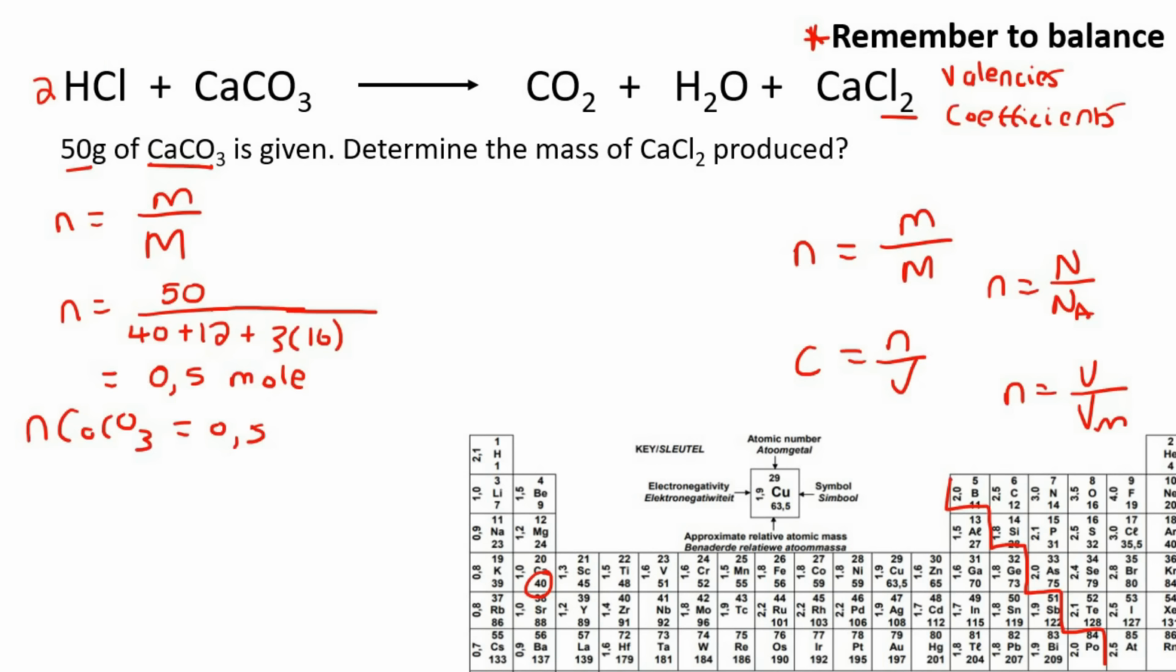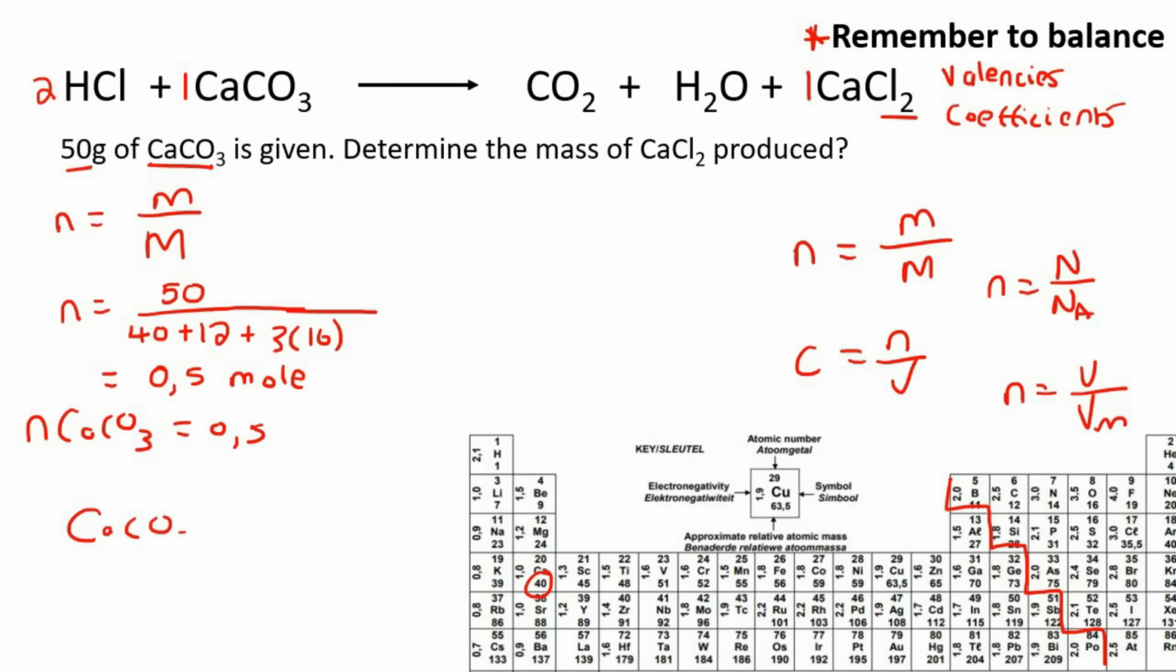We now need to read the question. It says, determine the mass of CaCl2. Okay, so we're going to get the moles of CaCl2. So you need to look at the ratios. Look at the number in the front, 1 and 1. So their ratios are the same. So that means this number is going to be the same. But let me show you how we do that.